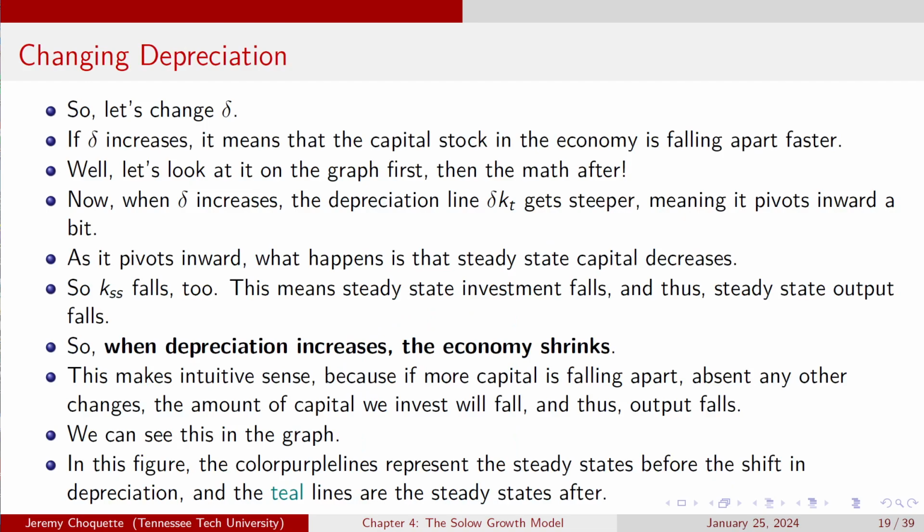So let's change delta, that depreciation rate here. If delta were to increase, it means the capital stock in the economy is falling apart a lot faster. We're going to look at it on the graph first, and then we're going to do some math later. When delta increases, that depreciation line, delta K, is going to get steeper, meaning it pivots inward. As it pivots inward, steady state capital is going to decrease. Steady state capital falls, meaning steady state investment falls and steady state output falls. So if depreciation were to increase, the economy shrinks.